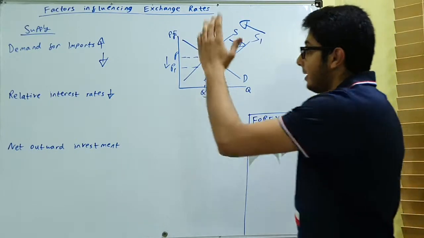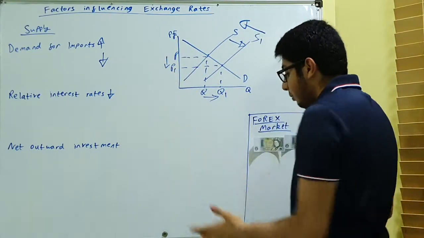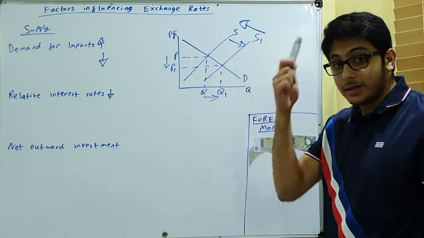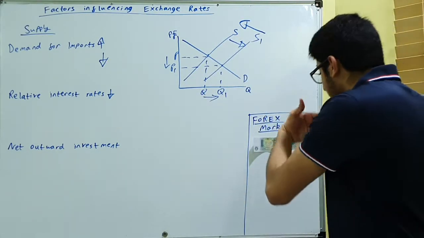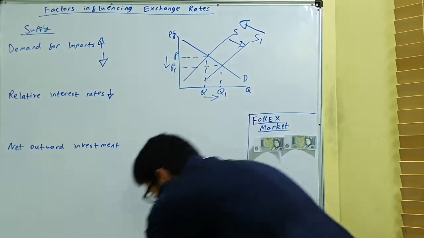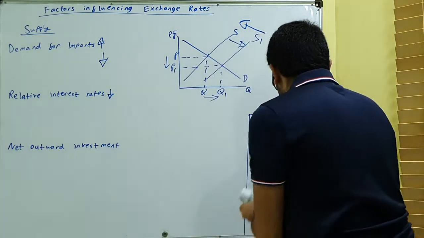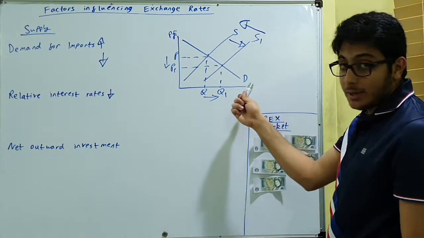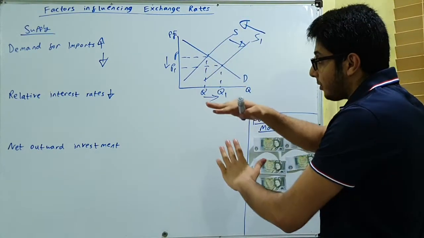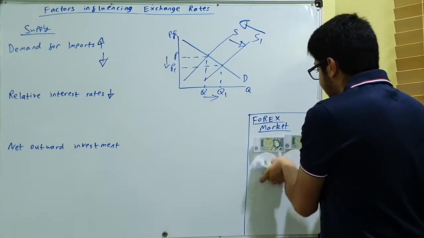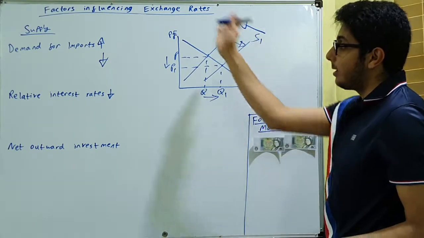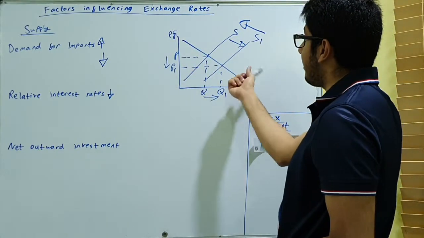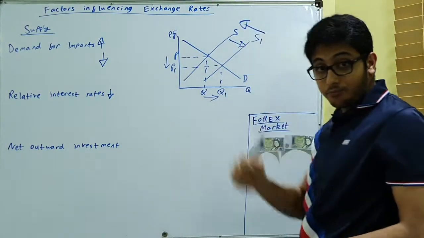Okay, so recap, demand for imports goes up. We need to exchange the pound for the dollar in order to buy the import. So we're releasing pounds onto the foreign exchange market, increasing the supply of the pound on the foreign exchange market, depreciating the pound. Demand for imports goes down, it's the opposite effect. Supply decreases, shifting left, and the pound appreciates.